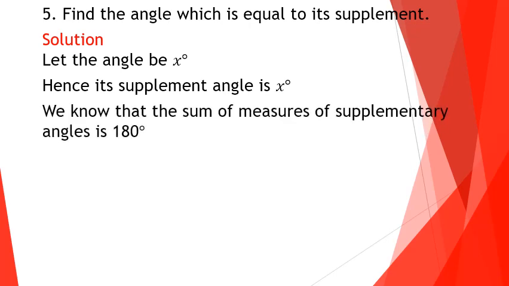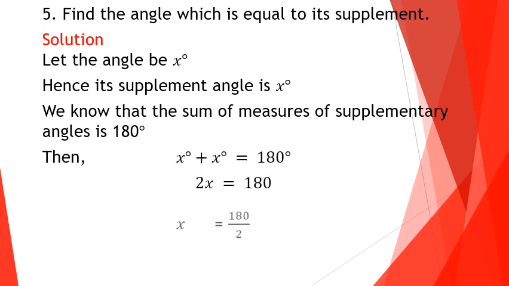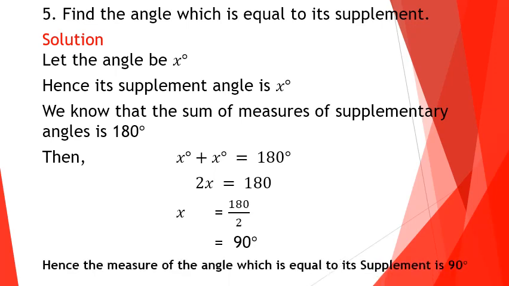We know that the sum of measures of supplementary angles is 180 degrees. Then x plus x equals 180 degrees, or 2x equals 180 degrees. Therefore, x equals 180 upon 2 equals 90 degrees. Hence, the measure of the angle which is equal to its supplement is 90 degrees.